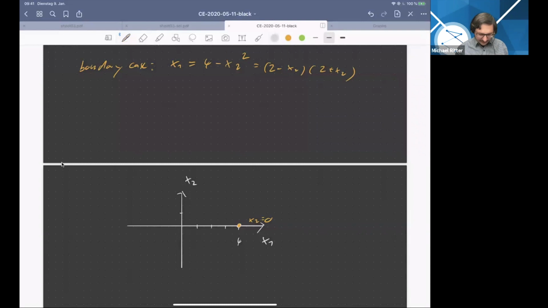Okay, so this is here and here. So these are kind of the roots of our turned around parabola. And this is basically all we need to know to get a rough sketch here. So what happens between those points is basically we have a parabola that looks somehow like this. Yeah, it's not very good. Okay, so that's this boundary case here. That is the points where x1 is exactly equal to 4 minus x2 squared.